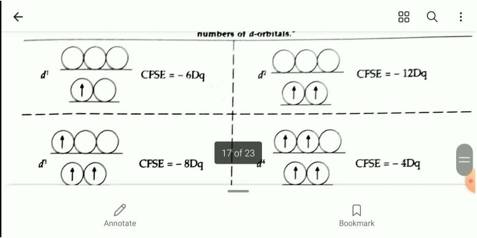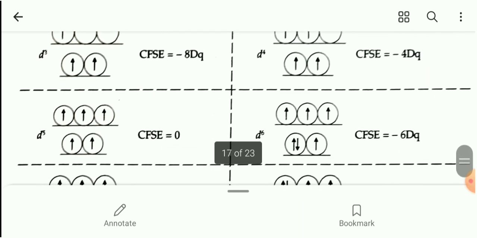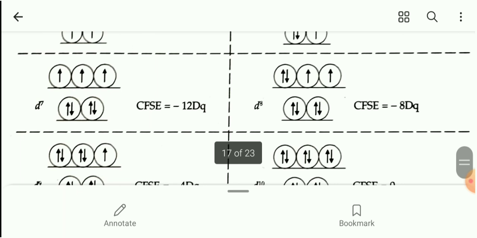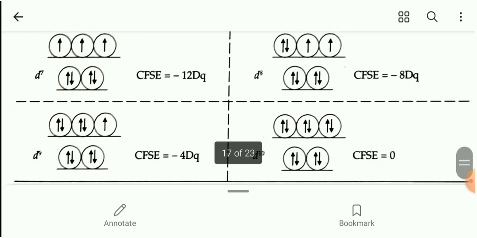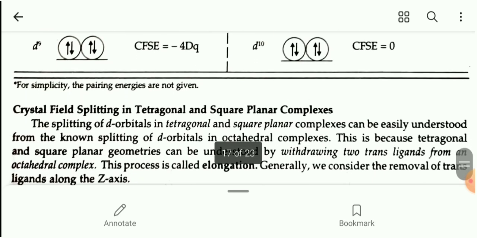For D1 minus 6 Dq, for D2 minus 12 Dq, for D3 minus 8 Dq, for D4 minus 4 Dq, for D5 0, for D6 minus 6 Dq, for D7 minus 12 Dq, for D8 minus 8 Dq, for D9 minus 4 Dq, and for D10 0.